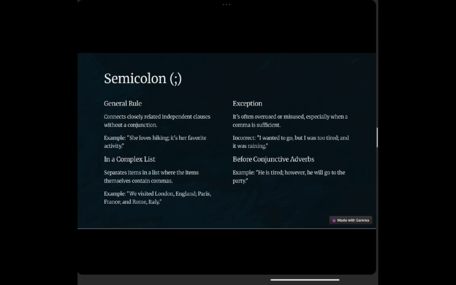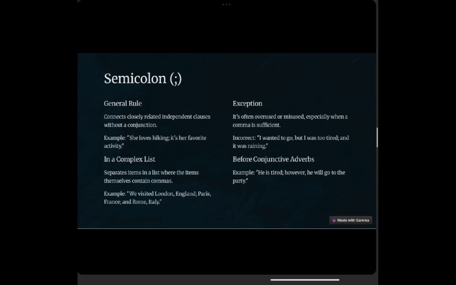Semicolons are also used before conjunctive adverbs, such as "He is tired; however, he will go to the party." The exception is when it's overused or misused, especially when a comma is sufficient. "I wanted to go, but I was too tired, and it was raining." Here it is incorrect to use a semicolon, rather, a comma is enough.